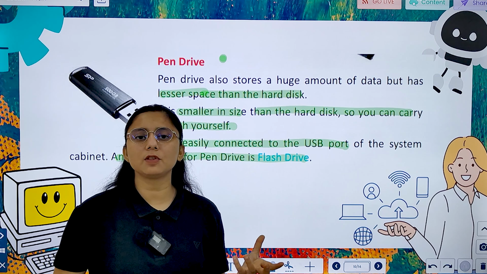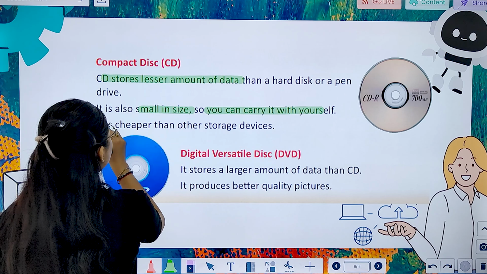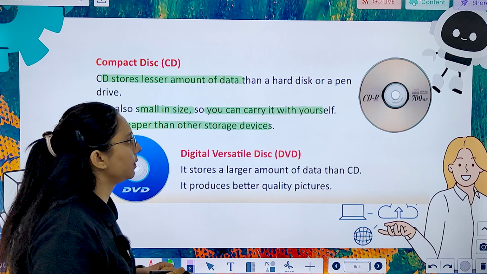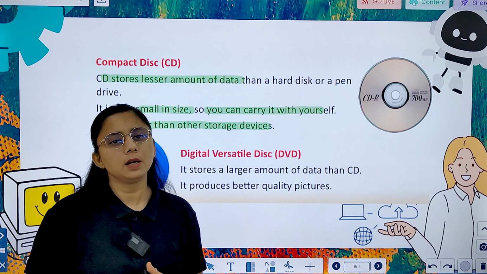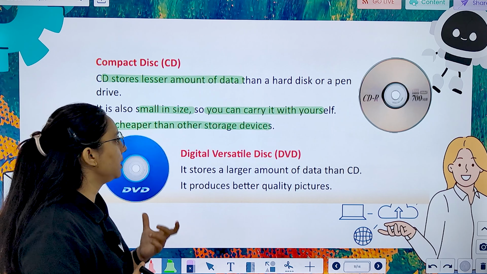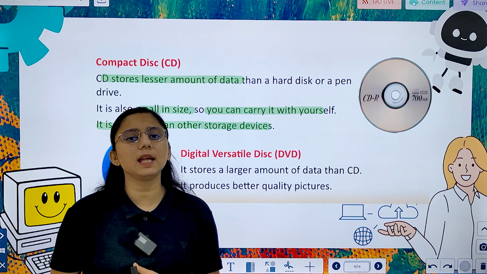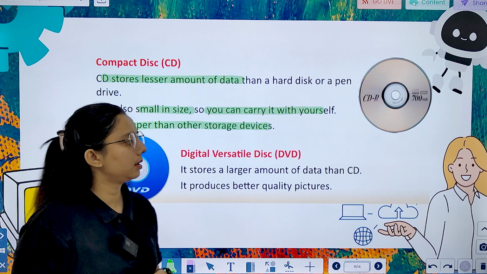Next is your CD, that is compact disk. CD stores a lesser amount of data than the hard disk or pen drive. It is also small in size. You can carry it with yourself. It is cheaper than other storage devices. It is cheaper and small in size, and you can carry it anywhere you want.